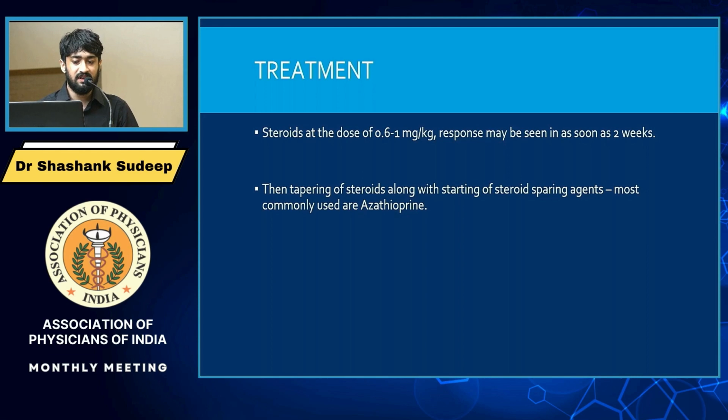Just moving on to the treatment, a 0.6 to 1 mg per kg dose of steroids is useful, and response may be seen as soon as 2 weeks. Then tapering of steroids along with starting steroid sparing agents can be considered. In severe cases, rituximab and other biologics may be considered.